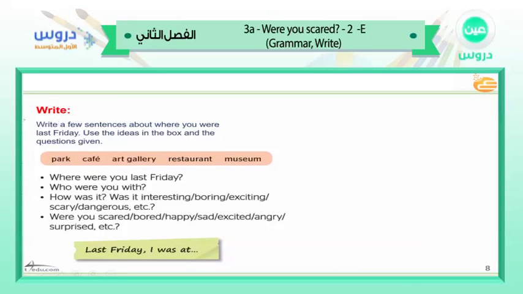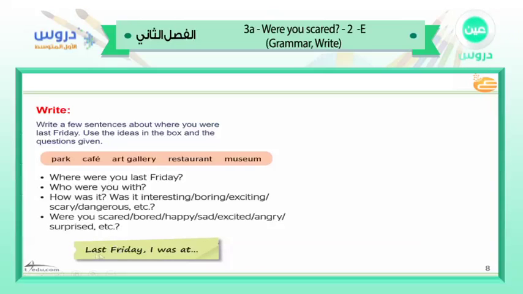So now we will talk about write. We want to learn how to write in the past tense. Write a few sentences about where you were last Friday. Use the ideas in the box and the questions given. So you can use this: park, cafe, art gallery, restaurant, museum, if you were at one of them. And you can use these questions. Let's see them. Where were you last Friday? Who were you with? How was it? Was it interesting, boring, exciting, scary, dangerous, etc.? Were you scared, bored, happy, sad, excited, angry, surprised, etc.?